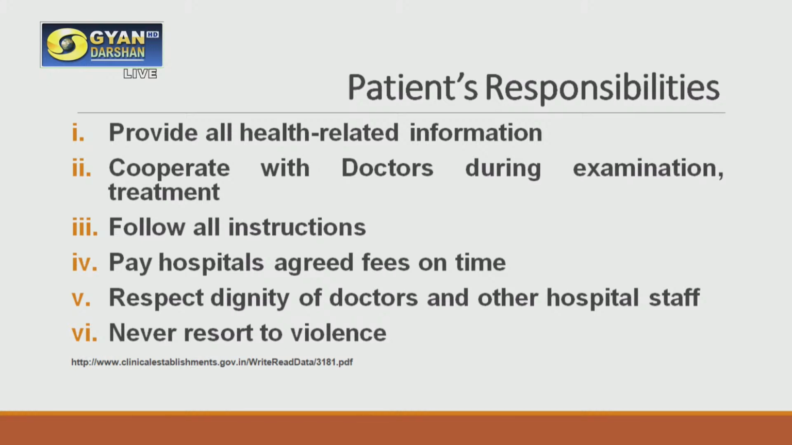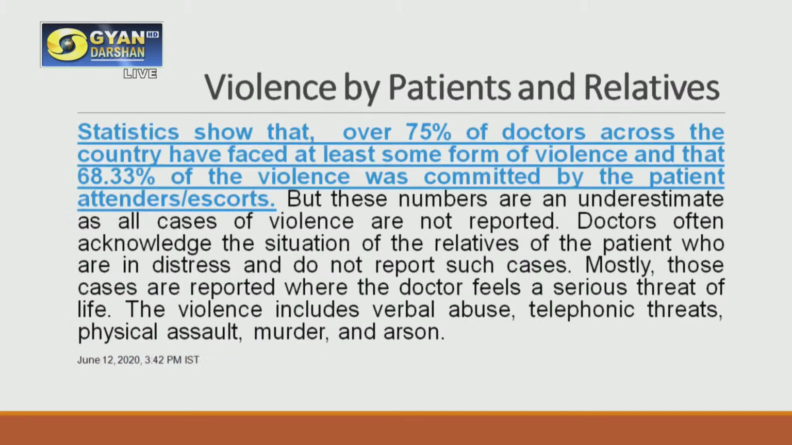Some of the responsibilities: to provide complete health-related information, cooperate with the doctors during examination and treatment, follow all the instructions of the treatment, pay the hospital's agreed fees on time, respect the doctors and the other hospital staff, never resort to violence. But unfortunately, we have seen many cases of violence in the hospital which increased over time, especially during COVID. It was seen that patients, if they were not getting medicine, oxygen or beds, were beating the doctors and the nurses and the hospital staff. They were not cooperating with them.